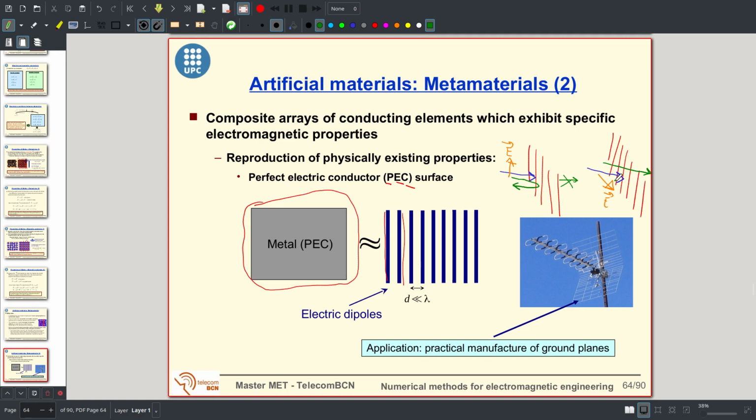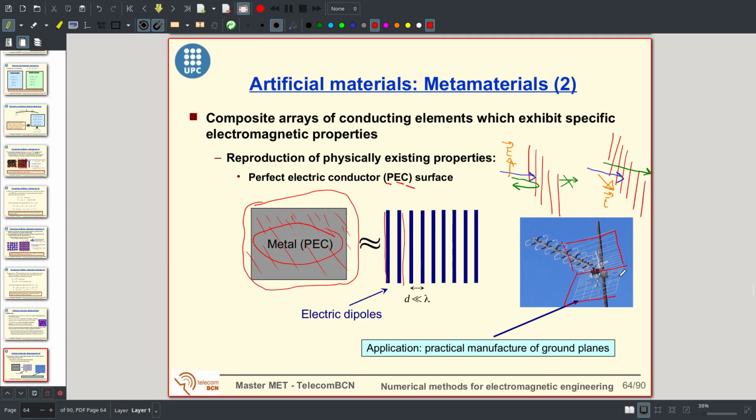Of course, what we have built is something that already exists in nature. But I only want to show here that using an array, an assembly of small elements with a repeating pattern, we can build something that behaves the same as a bulk material. In this case, it's a material already existing in nature, a metal, a perfect electric conductor, and we use it, for example, for building reflectors like this.